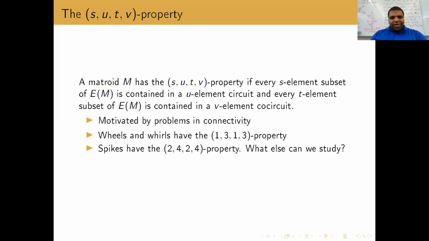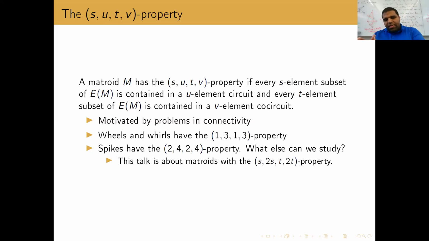Okay, so what else can we study here? This talk is going to be generalizing this 2-4-2-4 property to S-2S-T-2T. So the U is just double S and the V is double T. So if you have a positive integer S and every set of S elements is contained in a 2S-element circuit, every set of T elements is contained in a 2T-element co-circuit.